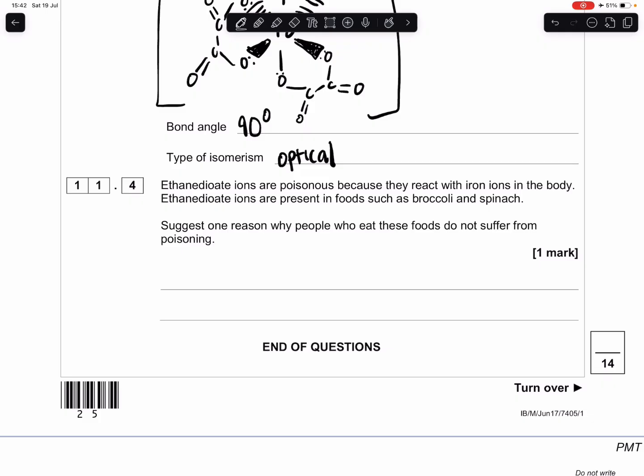Ethane dioate ions are poisonous because they react with iron ions in the body. Ethane dioate ions are present in foods such as broccoli and spinach. Suggest one reason why people who eat these foods do not suffer from poisoning.